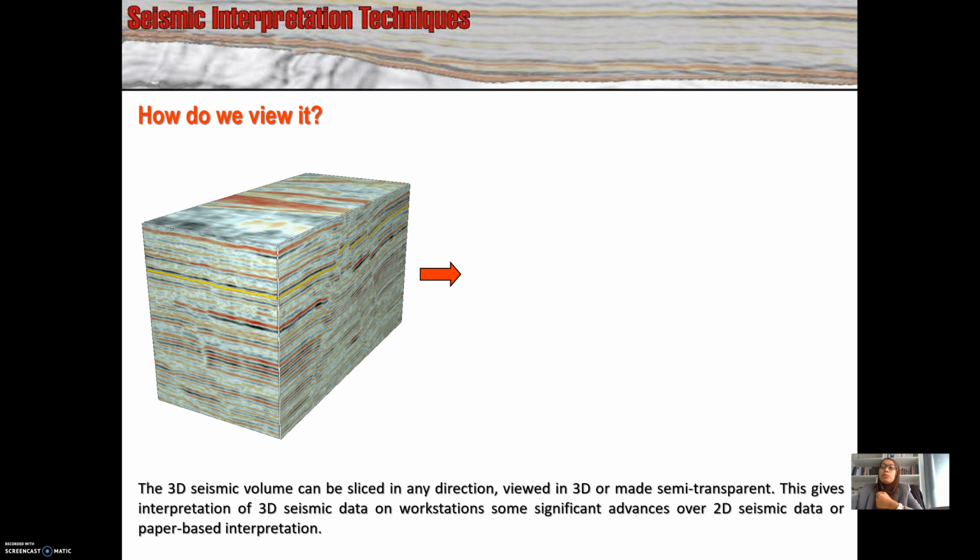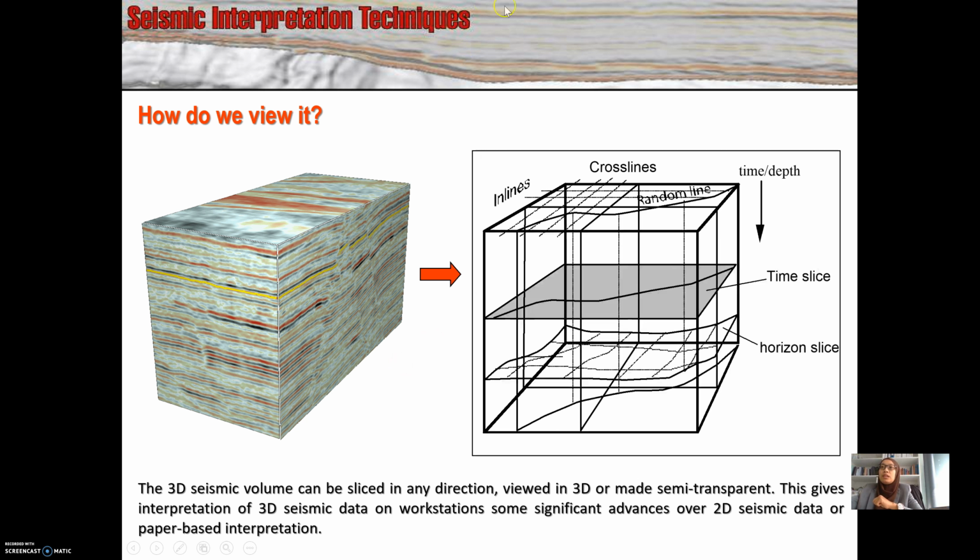The 3D seismic volume can be sliced in any direction. We can view it in 3D or make it semi-transparent. As examples, you can see cross lines and inlines, and you can view it in time or depth. You can pick your horizon and then view only your horizons or only your surface. You can also make a random line to connect some points of interest for your interpretation. These random lines are picked in the software in a 3D mode.